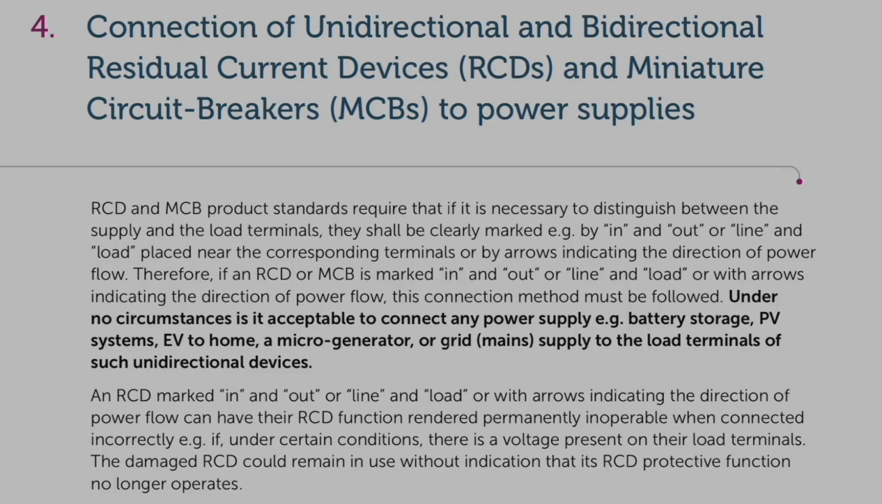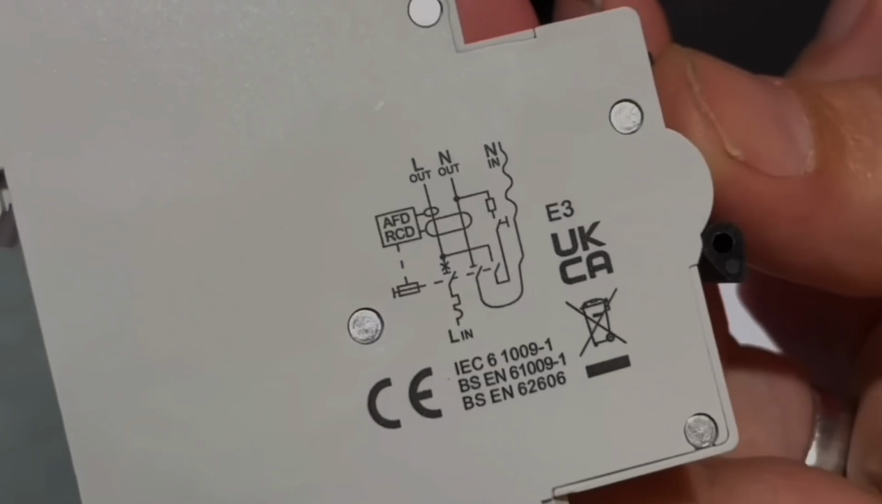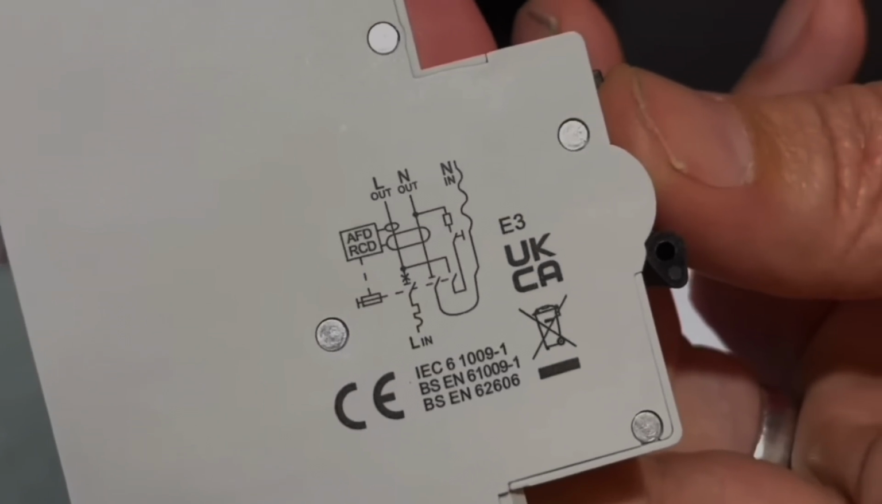This guidance from BEMA is clear. Under no circumstances is it acceptable to connect any power supply, e.g. battery storage, PV systems, EV to home, a microgenerator or grid supply to load terminals of a unidirectional device. It is highly likely that many PV, battery, EV and microgeneration installations have been installed on unidirectional RCDs, RCBOs and even MCBs. So be sure to advise your customers appropriately if you come across this issue.